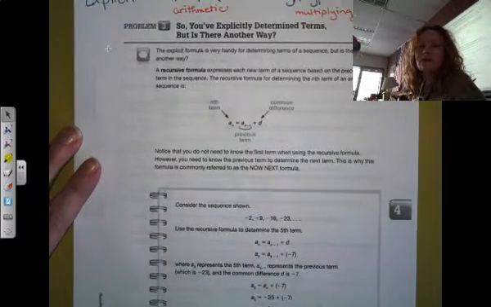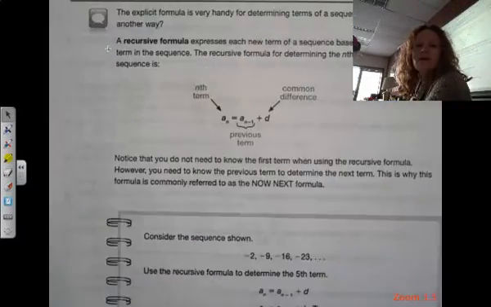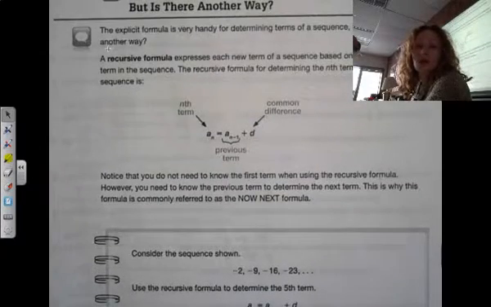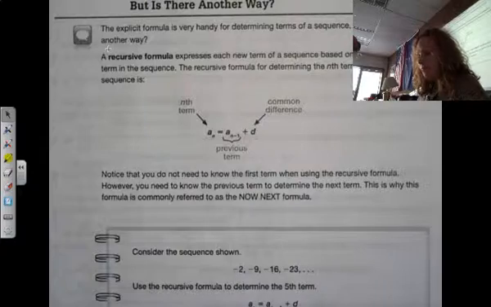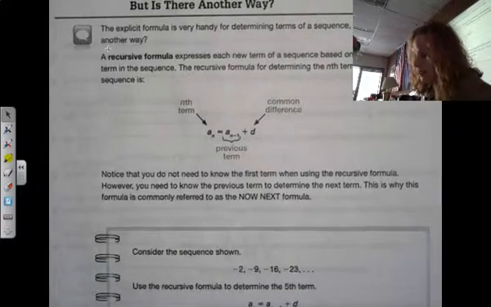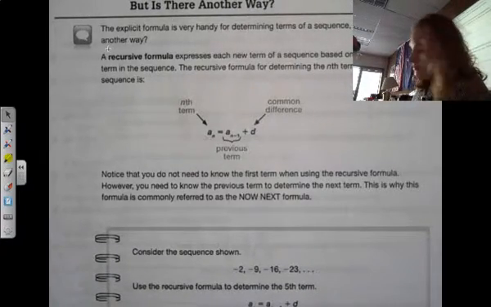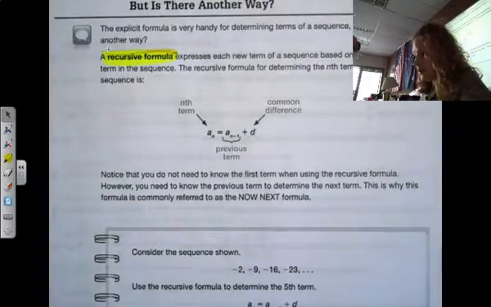All right, so today we're going to talk about recursive formulas. And recursive formulas are actually easier to use. They're just kind of harder to read. Okay? A recursive formula expresses each new term of a sequence based on the preceding term. What does the word preceding mean? The one right before it.